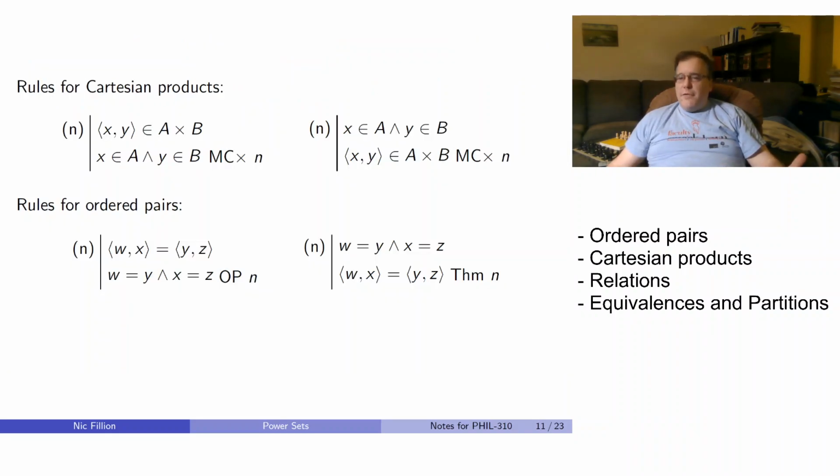Now, if you want Fitch rules, which are often convenient, to organize all the things that are important about Cartesian products and about ordered pairs, we get the following rules. We have two rules corresponding to the membership conditions of Cartesian products, which I denote MC cross. And then we have two rules for ordered pairs, which summarize that long and annoying theorem that we have looked at. Now that we have those rules, we can completely forget about that annoying definition of ordered pairs and just work with them in the way it was intended.